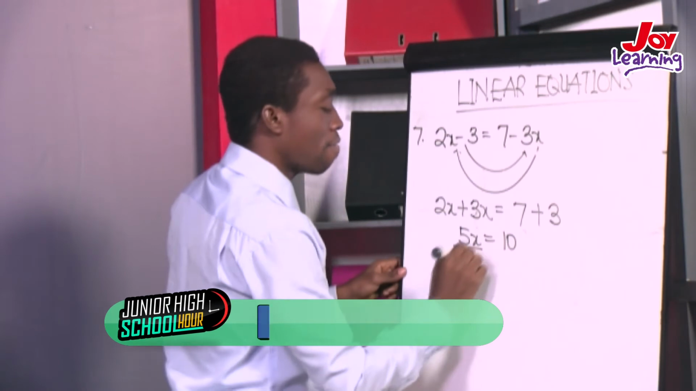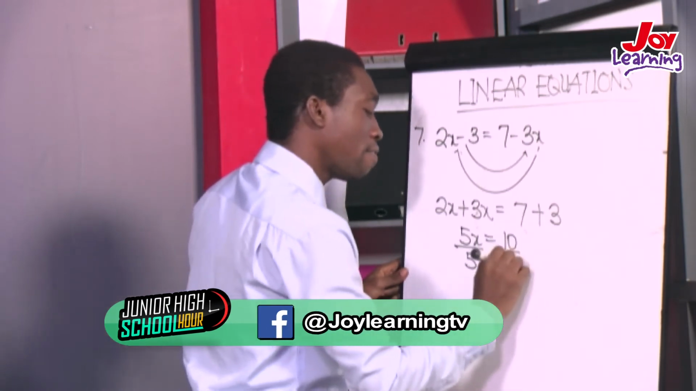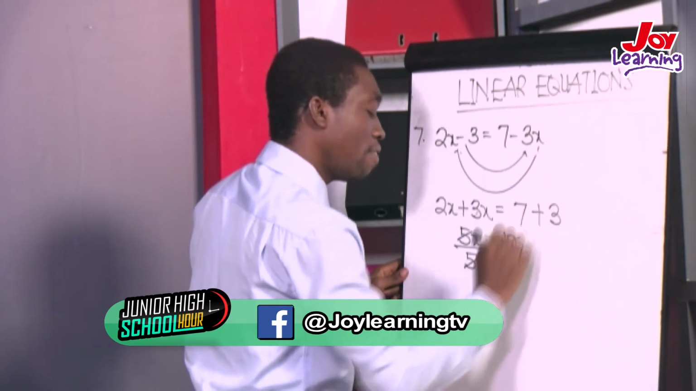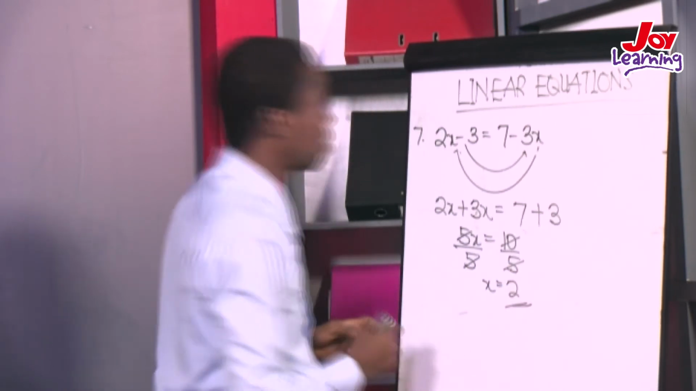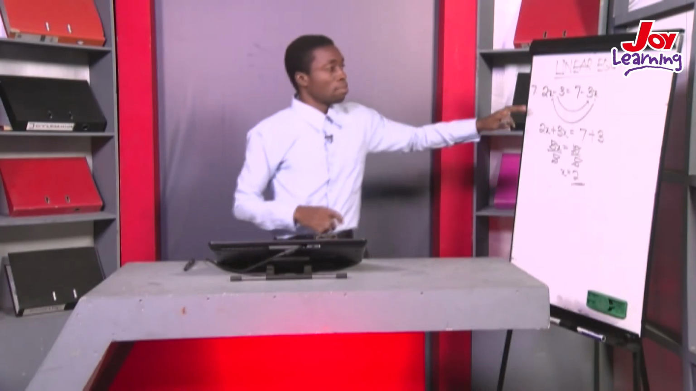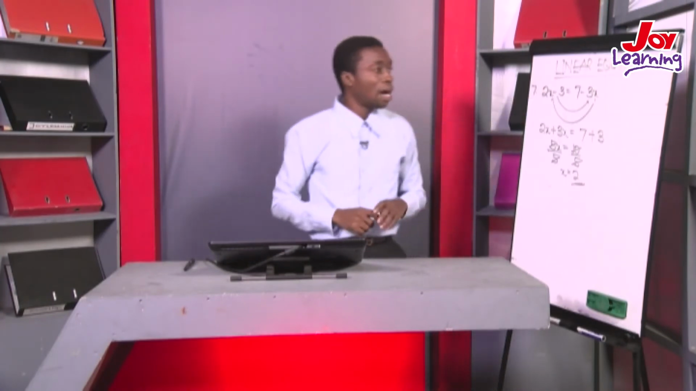So 5x equal to 10. We divide both sides by 5. We are left with x is equal to 10 divided by 5. That is 2. So that becomes our answer for number 7. So this is a quick look at how to solve questions.